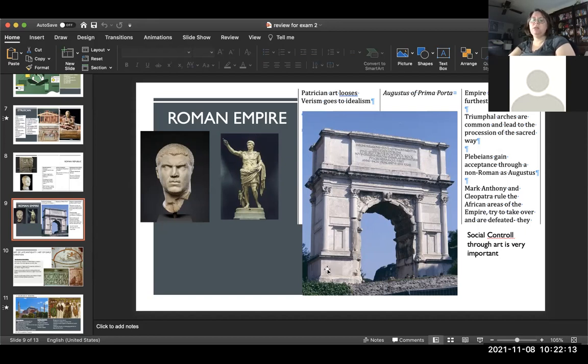Most of the time, the triumphal arches were an opportunity for social control. Plebeians at this time gain acceptance through non-Roman heritage, just like Trajan. Mark Antony and Cleopatra rule the African areas of the empire and try to take over, but they're eventually defeated.